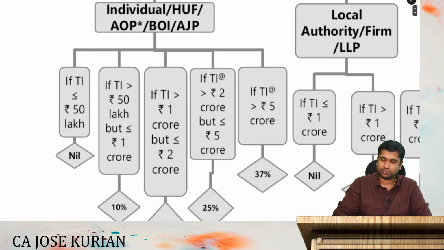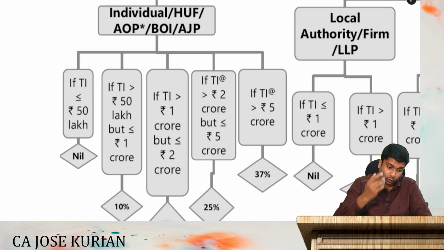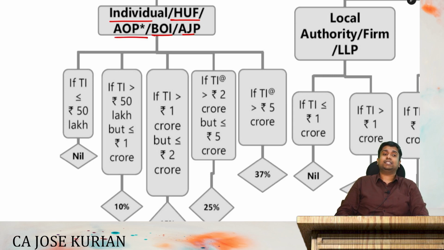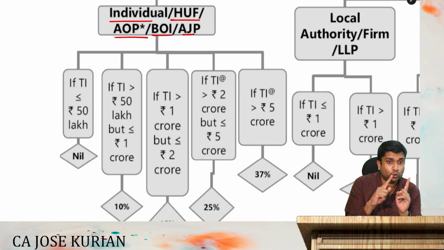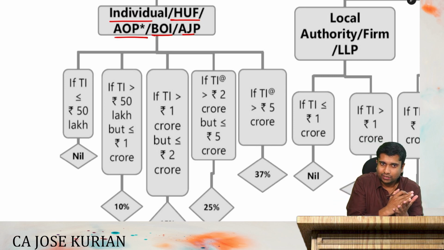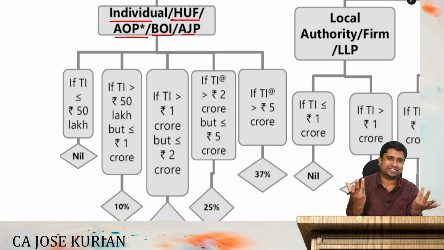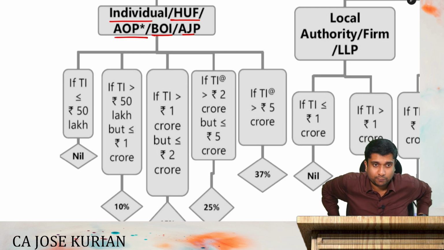We'll focus on flowcharts. Now listen. Say if you are an individual or HUF or AOP or BOI or AJP, then the surcharge will be as follows. So hope you remember, I've told you there are two sets of surcharges. Number one, fixed surcharge. Number two, surcharge depends upon the total income. Now we are discussing the surcharge that depends upon the total income, because for fixed surcharge there is no criteria. For those incomes there will be a fixed surcharge.